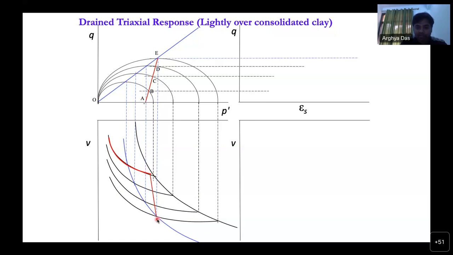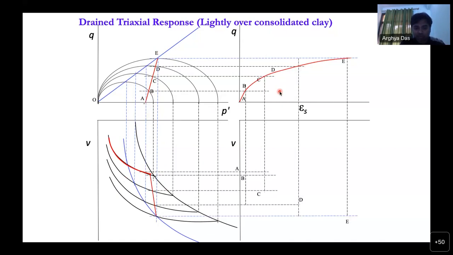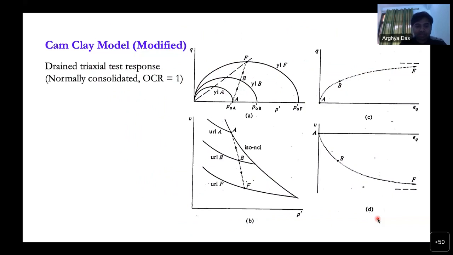The same way we can plot the stress strain plot. Initially A to B is elastic, followed by a hardening response. And if we plot the volumetric response here, it is also a compressive type of response going like this. Okay, so that's how it happened. Similarly, if the over consolidation ratio is one, it will start from this point instead of the inner point, and go up. I will not spend time on this because we already discussed it here.